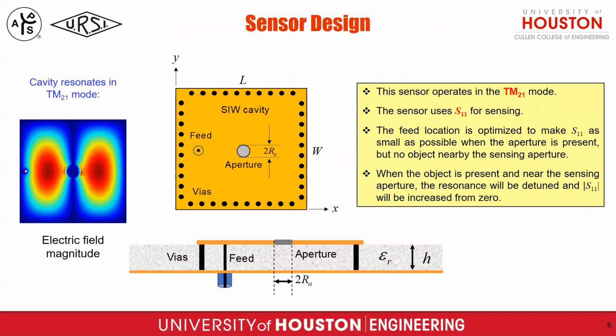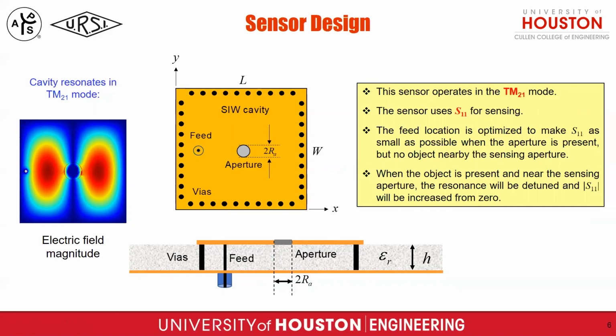So here is a question: how does it work? This sensor operates in TM21 mode. The left figure shows the electric field of the TM21 mode. And these two figures show the top view and the side view of the sensor. Here, we use a coax cable to feed this cavity. And we have an aperture at the center.